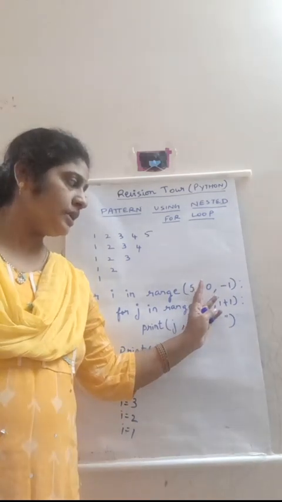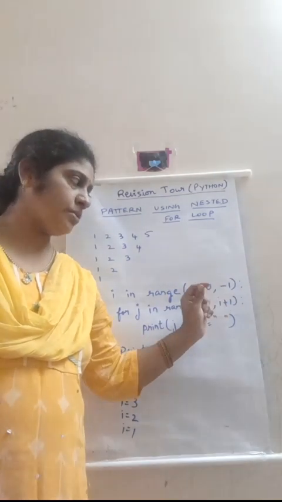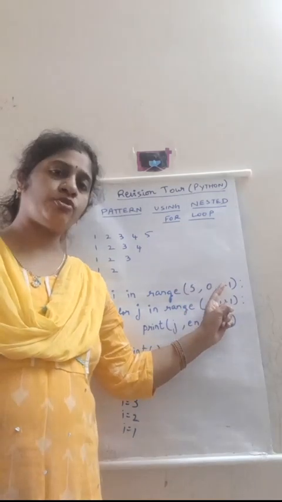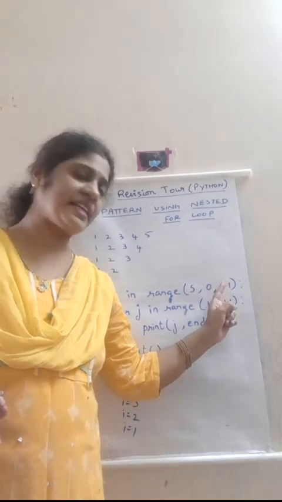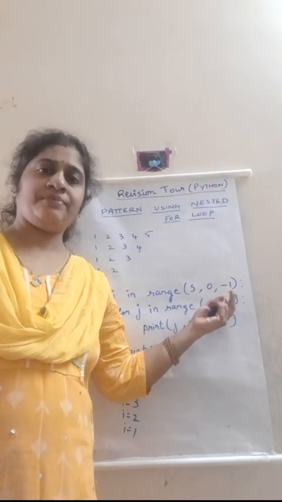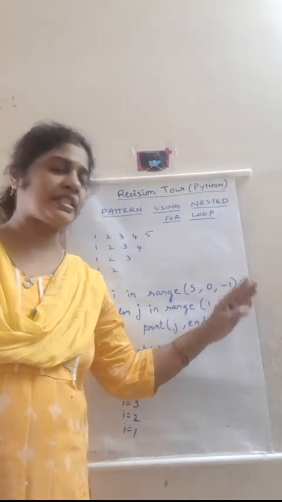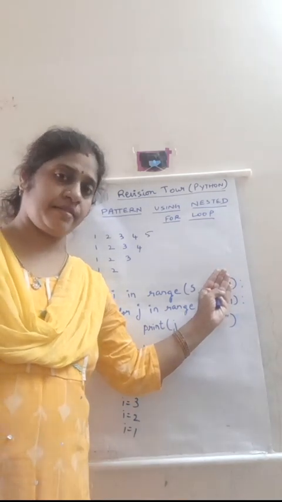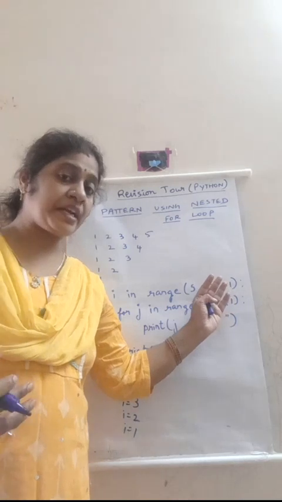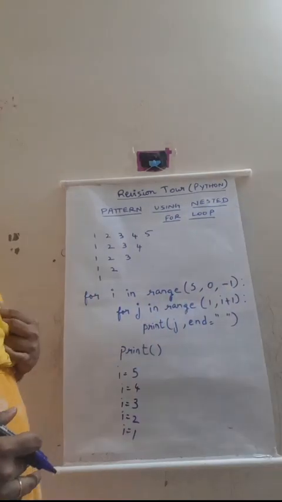So it won't consider this 0, and every time you have to reduce the value by 1. So I am writing here step as minus 1. By default the step will be positive 1. So even if you don't specify the step, it will increment by 1. But here if you want to decrement, you have to explicitly specify minus 1 over here.